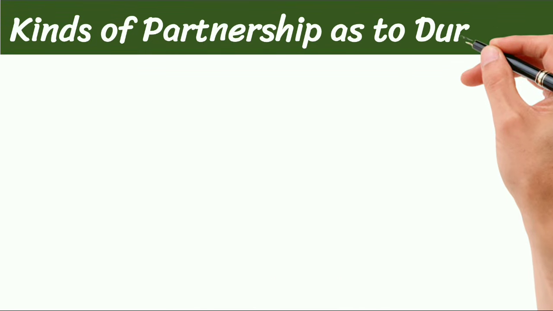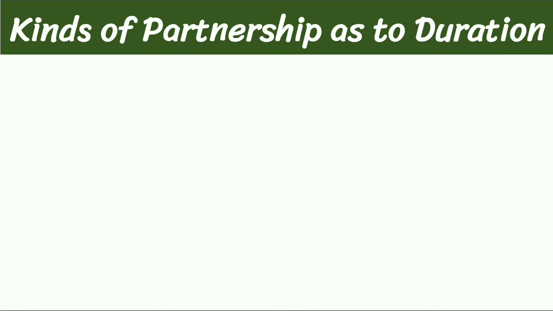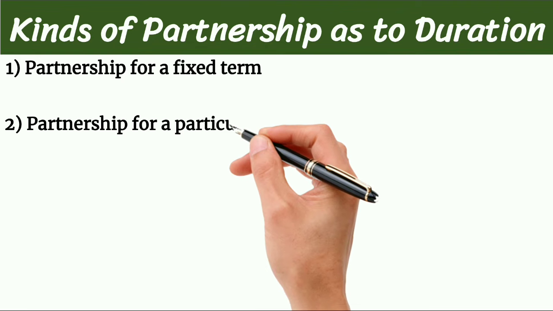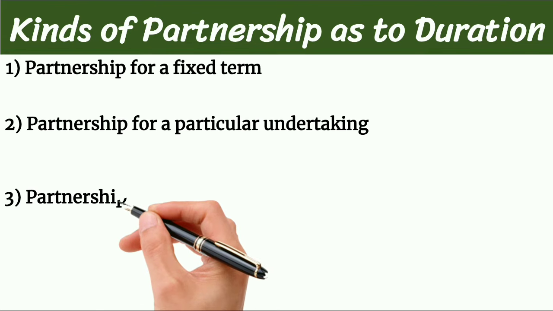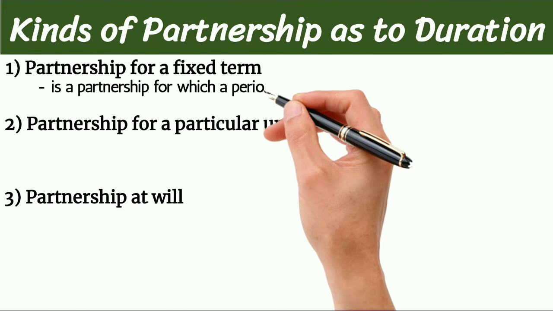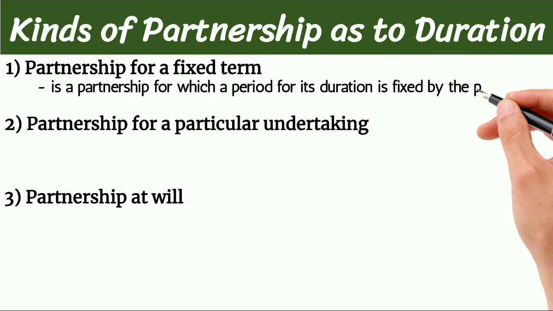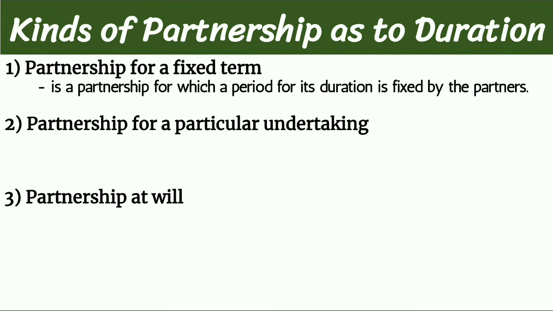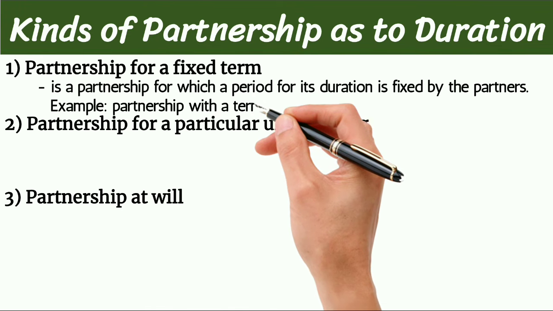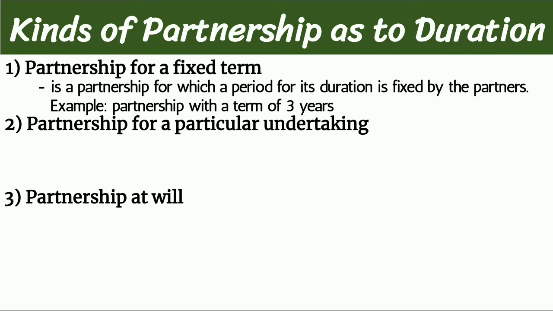Next, kinds of partnership as to duration. So we also classify a partnership as to the duration of the partnership. So it can be a partnership for a fixed term, a partnership for a particular undertaking, or a partnership at will. When we say partnership for a fixed term, this is a partnership for which a period for its duration is fixed by the partners. In other words, may sinet na term yung partners kung kailan madidissolve yung partnership. For example, a partnership with a term of 3 years. So after 3 years, dissolve na yung partnership.